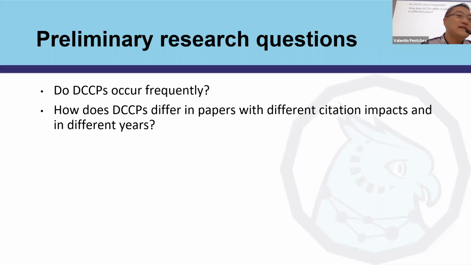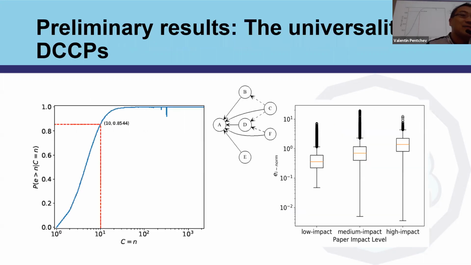So there are 2 preliminary research questions. The first one, do direct citations between citing publications occur frequently in all disciplines? Secondly, how do the direct citations between citing publications differ in papers with different citation impacts and in different years? So this is more like a bibliometric analysis from the perspective of direct citation between citing publications. So here are some preliminary results.